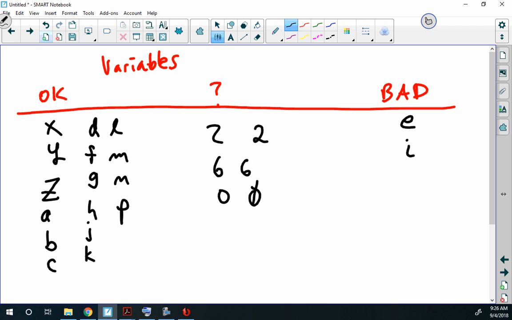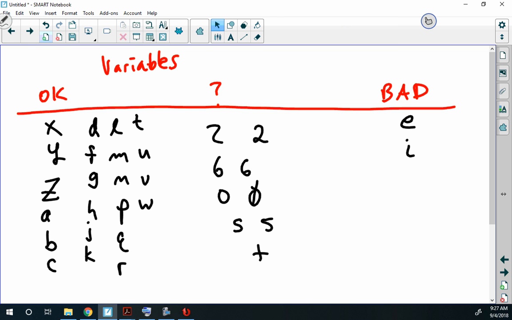P's probably not bad. Q's not bad. R. S. Is S okay? It's okay, but yeah, S's and 5s look alike, right? So T's probably okay. Well, some T's. Capital T, maybe not. What can capital T kind of look like if you make your T like this? What's the matter with that? Looks like an addition sign. So maybe T's not so good. U's probably okay. V's probably okay. W, and I think that takes care of the rest of them.